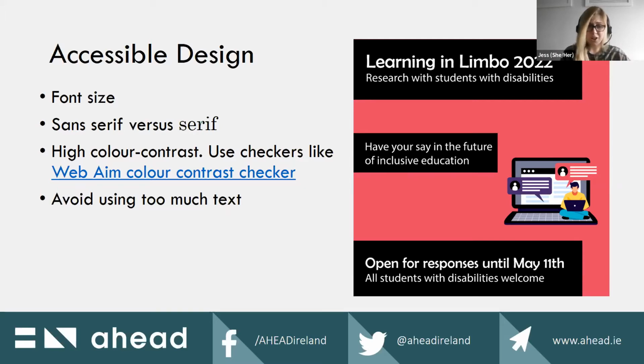Another big thing for accessible design is avoid using too much text, both for cognitive overload. You don't want to have huge blocks of text. It can be difficult for anybody to read. But also it can interfere with your legibility, because the more text you have, obviously, the smaller it's going to have to be. So I would try to reduce the text that you're using in images, certainly for social media.